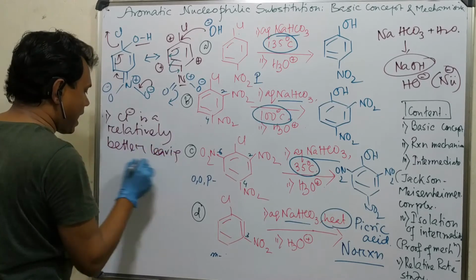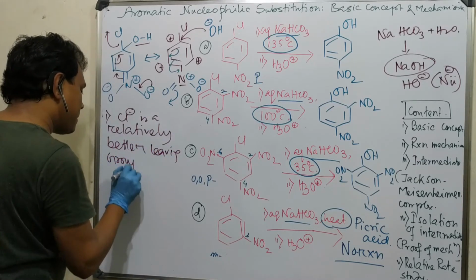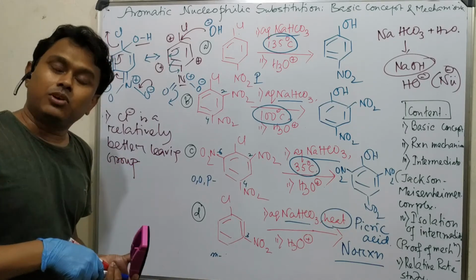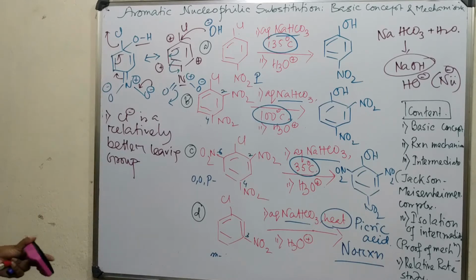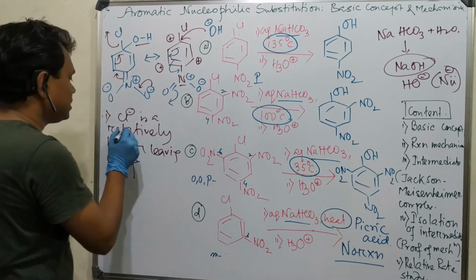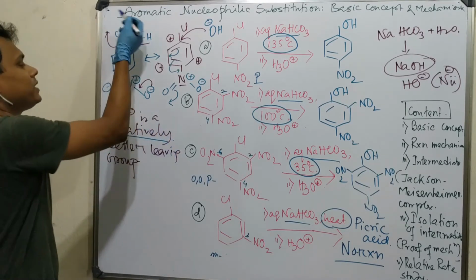Why am I mentioning the word "relatively"? Okay, it has a reason. Because during substitution reaction, we say Cl is not a good leaving group. Bromide, iodide is a good leaving group. That's why I am using the word relatively. So this is a relatively good leaving group and it leaves.